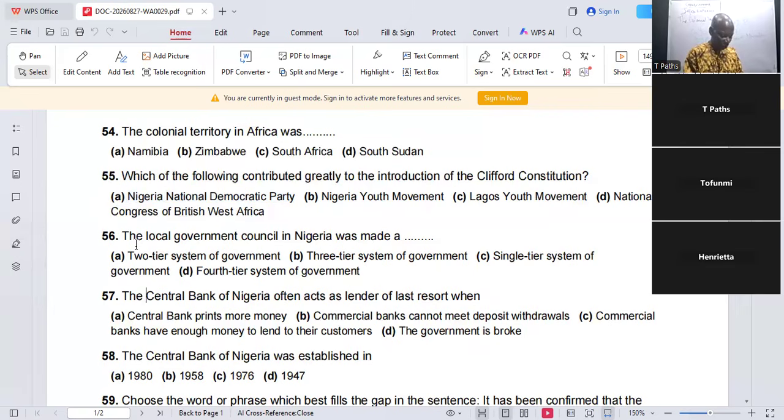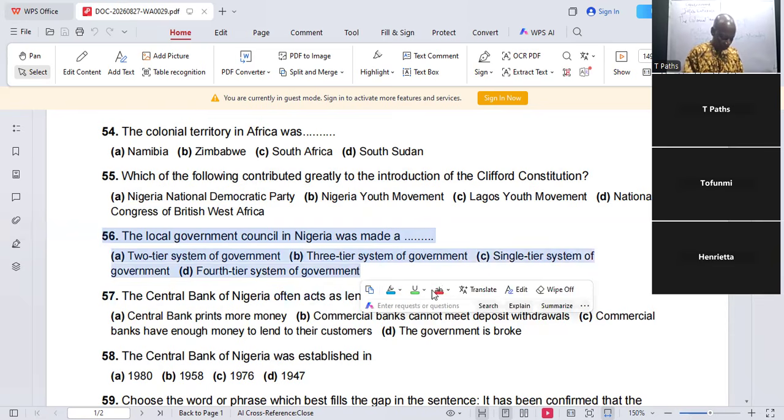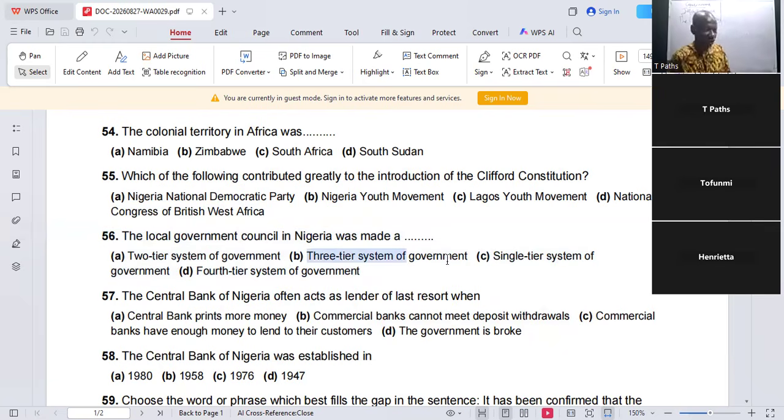The local government council in Nigeria was made a dash. A 2-tier system, 3-tier system. The 3-tier system of government is federal government, state government, and local government under the 1979 Constitution, Obasanjo. We move on to the next one.